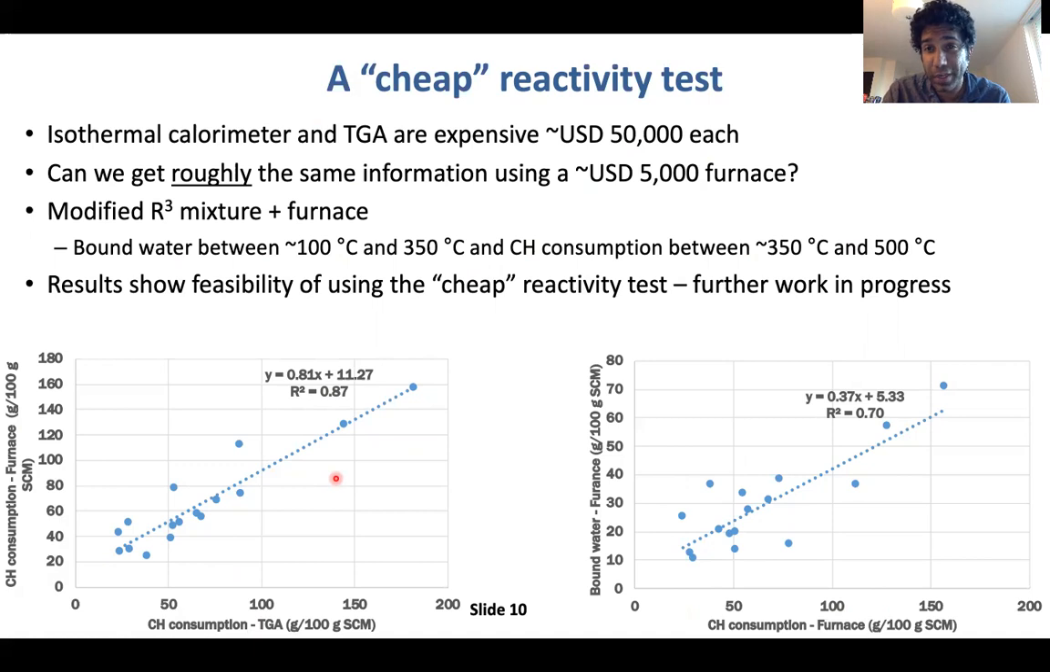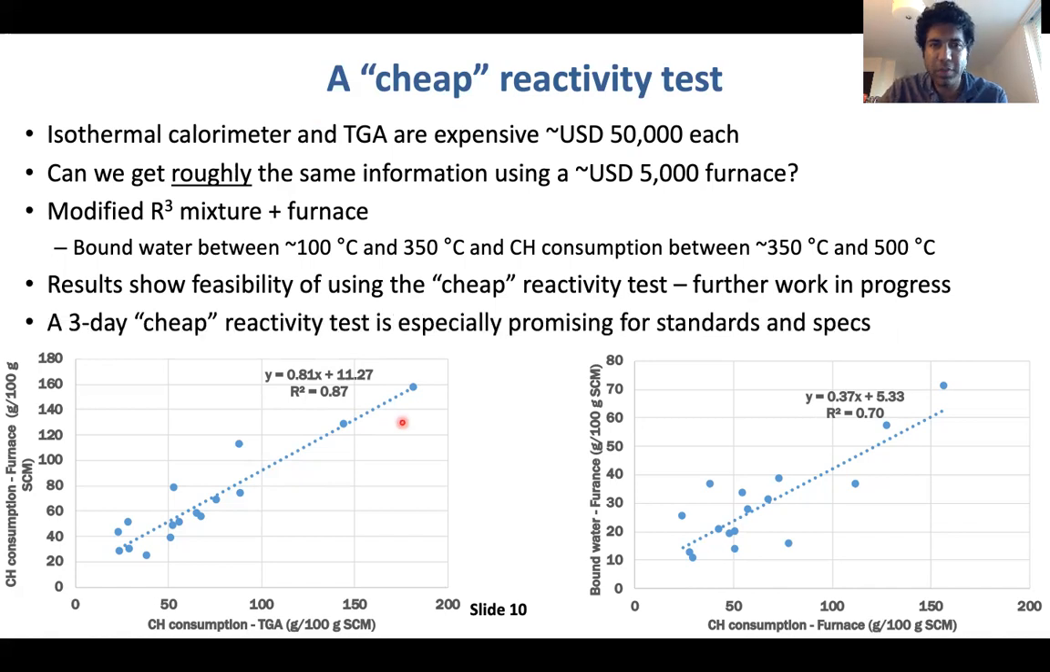There's no such thing as a free lunch, right? If you're saving 95% of your cost, you will lose some fidelity in your data. But ultimately, if your objective is really just to do screening, then I think that these results are extremely promising. In principle, the 3-day cheap reactivity test holds a lot of promise for both standards and for specifications.